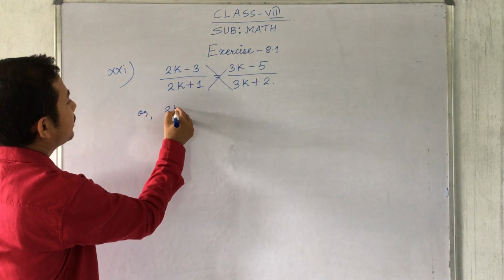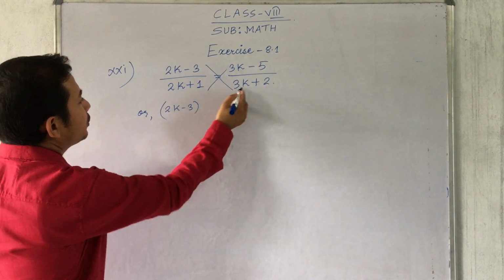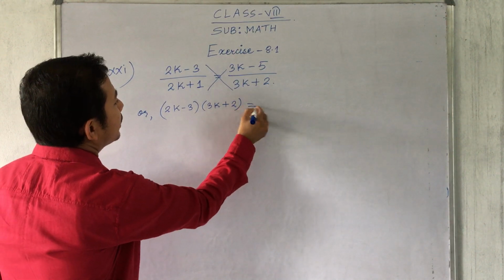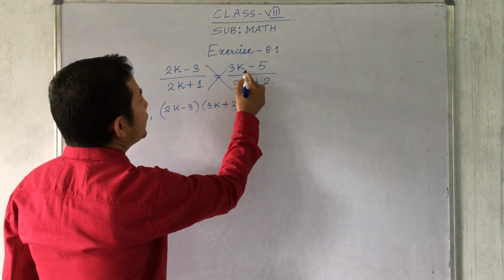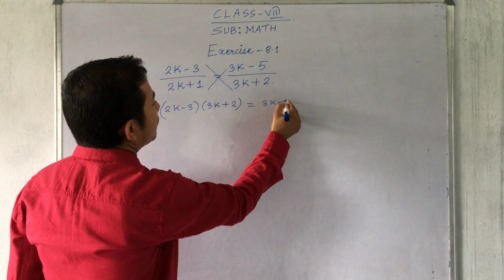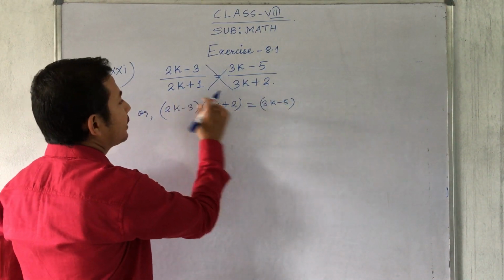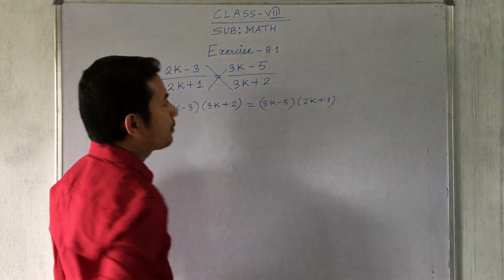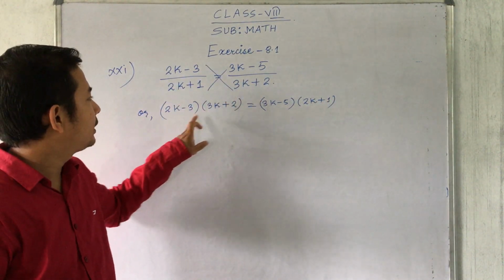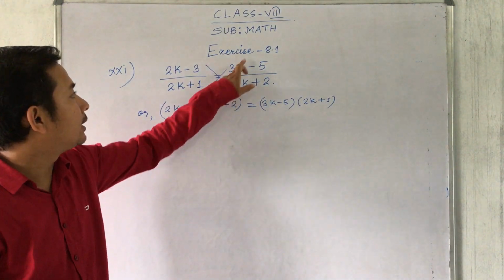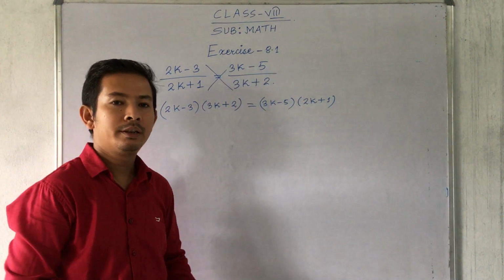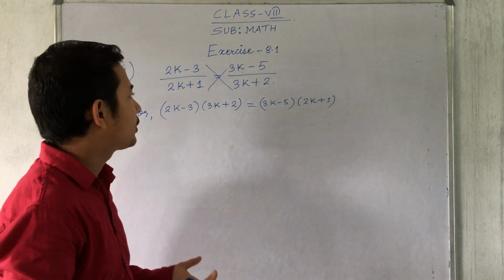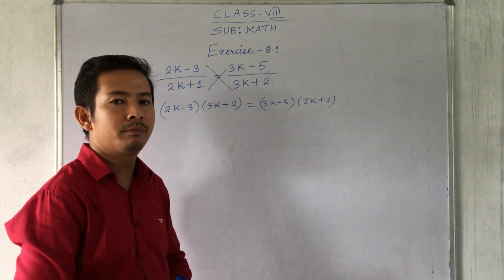2k minus 3 into this one, 3k plus 2, equal to, now this 2, there is 3k minus 5 into this one, 2k plus this one. This one and this one I multiplied here, and this one and this one here. Just this little thing you need to understand, okay? If you understand this, it will be easy for you to solve. Understood?